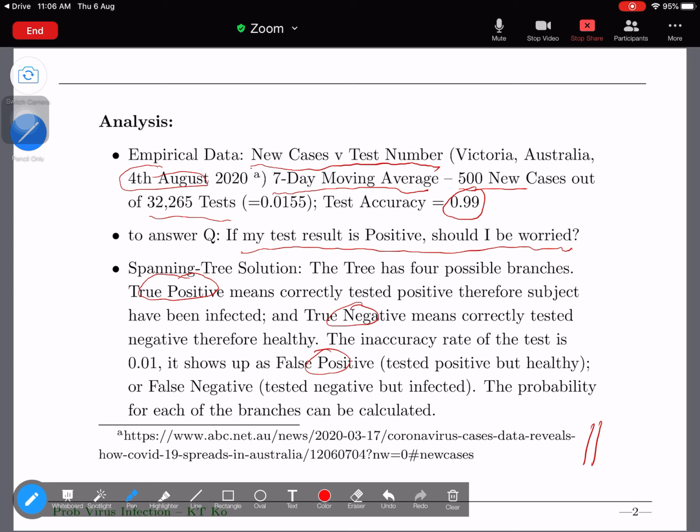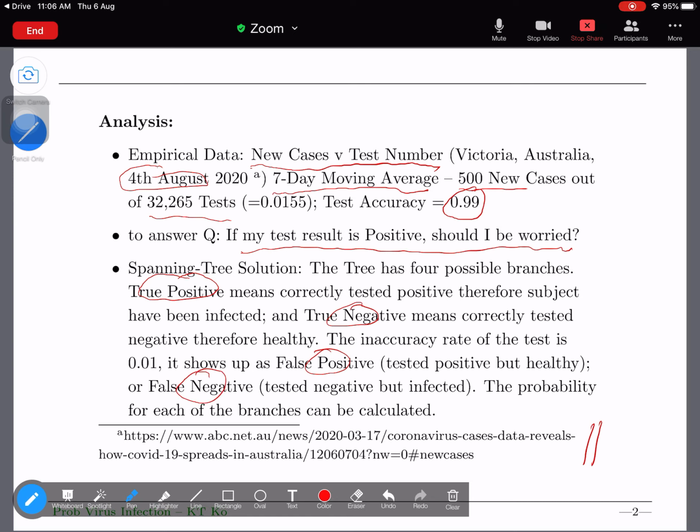That is the case when your test is positive, but you are actually healthy. Okay, because you make mistakes. You are healthy, at least you should come back negative, but unfortunately, because of a mistake, you show up as a positive. So we call that a false positive.